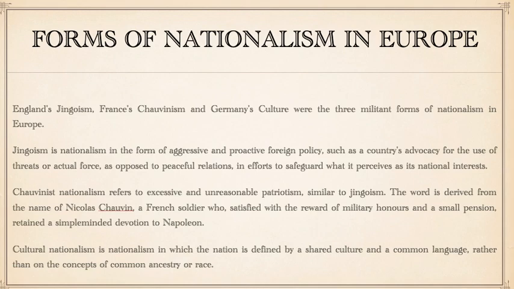Now let us look into the forms of nationalism in Europe. England's Huguenotism, France's chauvinism and Germany's culture were the three militant forms of nationalism in Europe. Huguenotism is nationalism in the form of aggressive and proactive foreign policy, such as a country's advocacy for the use of threats or actual force, as opposed to peaceful relations, in efforts to safeguard what it perceives as national interest.